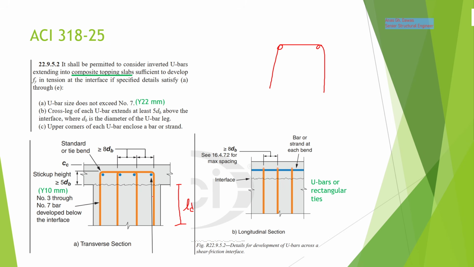So I believe that this provision can be useful for engineers, but again, take care, these transverse reinforcements cannot be used for torsion. If you have a torsion, the stirrup must be enclosed. It cannot be only a U shape, although it is permitted to consider inverted U bars extended into composite topping slabs. So here we have U bars. U bars cannot be used to resist the torsion. If you have a torsion, the external stirrups must be closed.